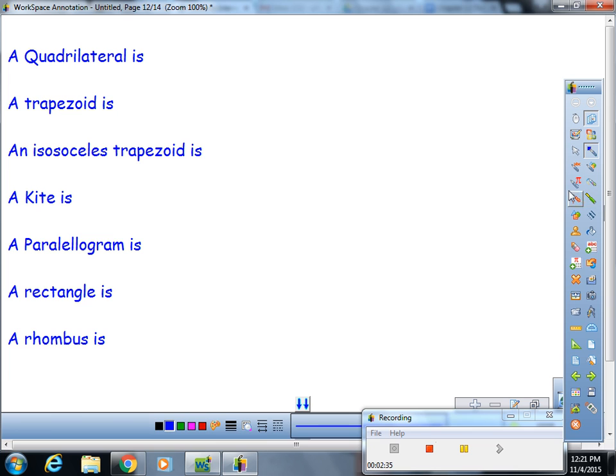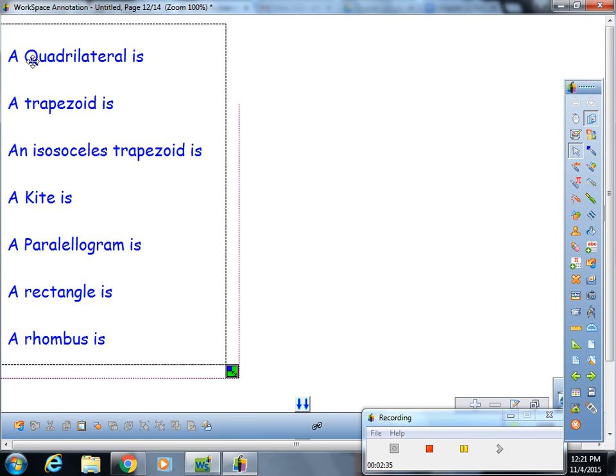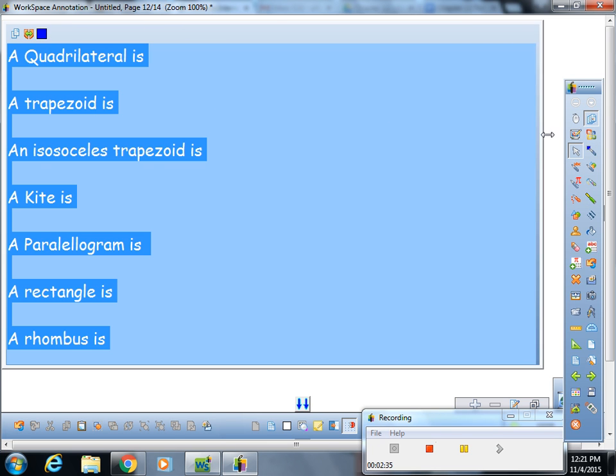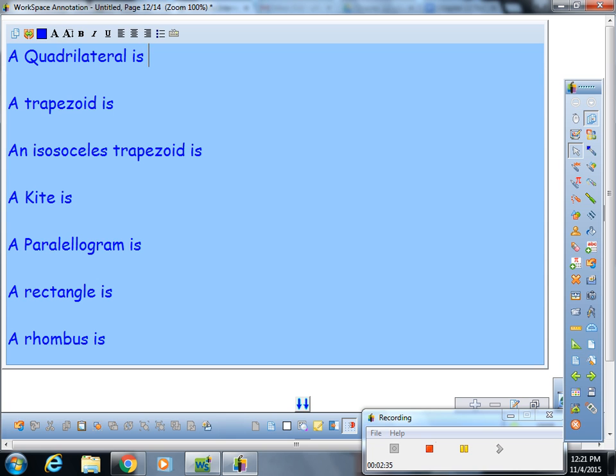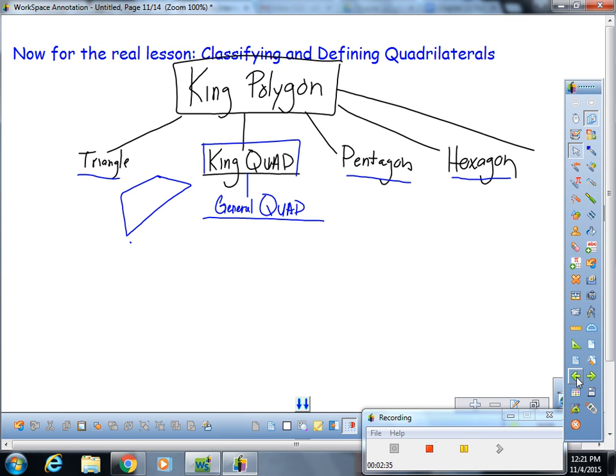So let's start making some definitions here. A quadrilateral is a what? What's the best predicate nominative we can choose for quadrilateral? It's a polygon, okay? It's a polygon with four sides. That's what makes it a quadrilateral. Okay, it's got no other traits. It's relatively ugly otherwise. Okay?